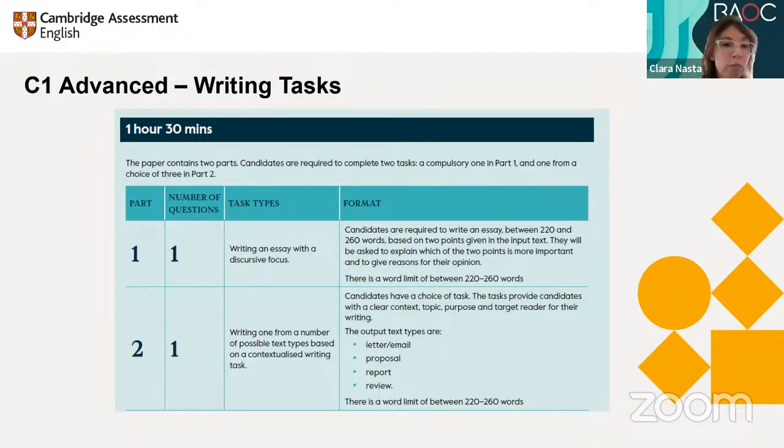And then part 2 of C1 is also another piece of writing in which they have a choice of genres. Again, they are asked to produce a letter or an email, a proposal, a report, or a review. And they are expected to produce more words, right? So there you have 220 to 260 words. That is the expectation. And the ability to fulfill the task in that number of words is also part of the assessment and part of the achievement of the task.